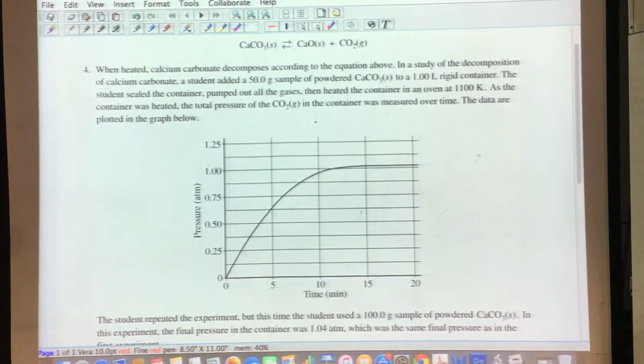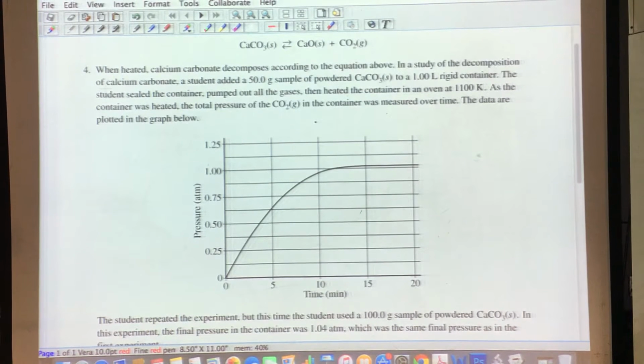So we have calcium carbonate breaking down to calcium oxide and CO2 gas. When heated, calcium carbonate decomposes according to the equation above. In a study of the decomposition, a student added a 50 gram sample of powdered calcium carbonate to a 1 liter rigid container that was probably previously evacuated. The student sealed the container, pumped out all the gases, then heated the container in an oven to 1100 K. As the container was heated, the total pressure of CO2 was measured over time. The data are plotted in the graph below.